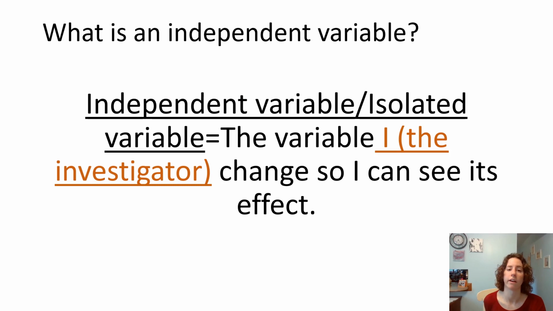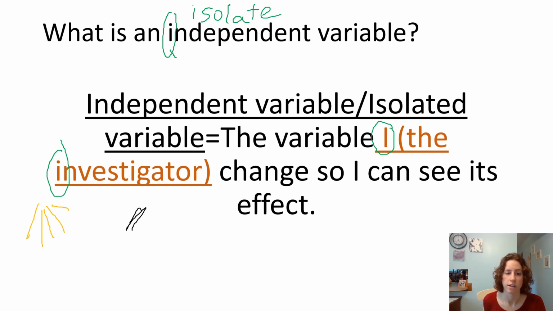The independent variable is the one that we're isolating. I isolate, and you can also connect, that's the variable that I, the investigator, change because I want to see its effect. So independent variable in the case of our plants is the light. That's what I isolate. That's the one that I, the investigator, am changing because I want to see whether light versus dark makes an impact on how the plants grow.